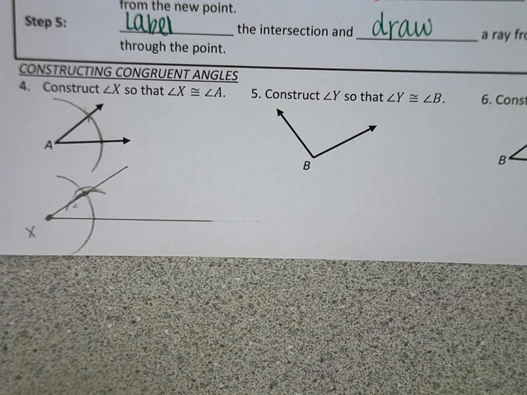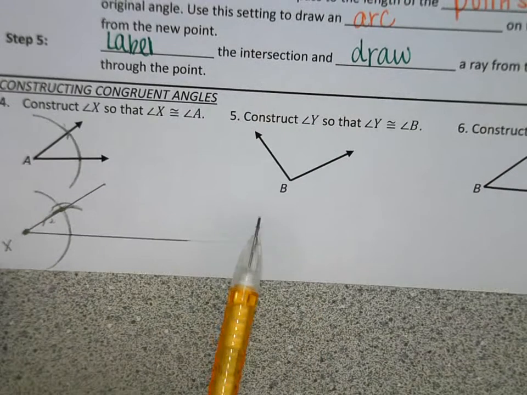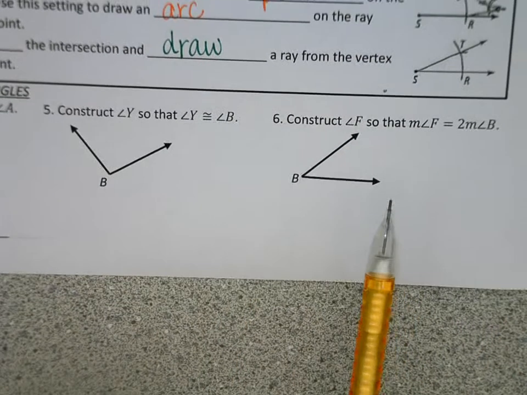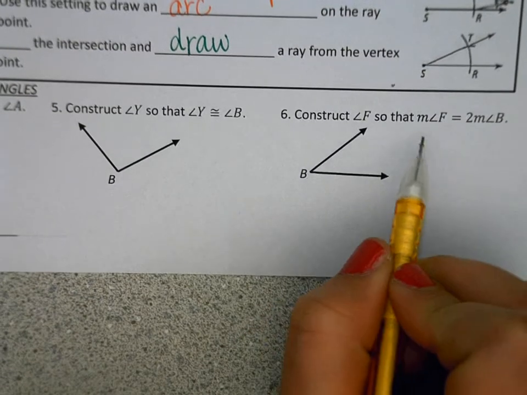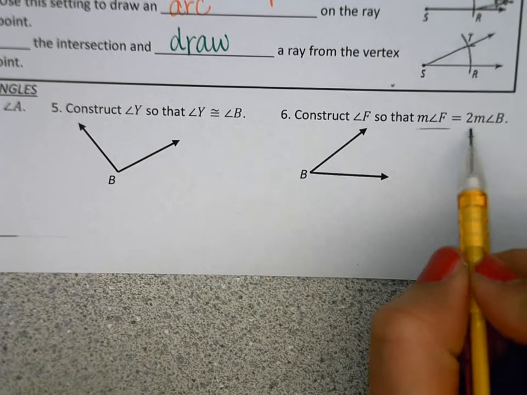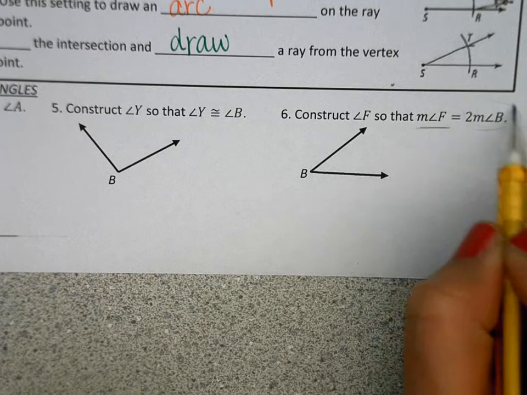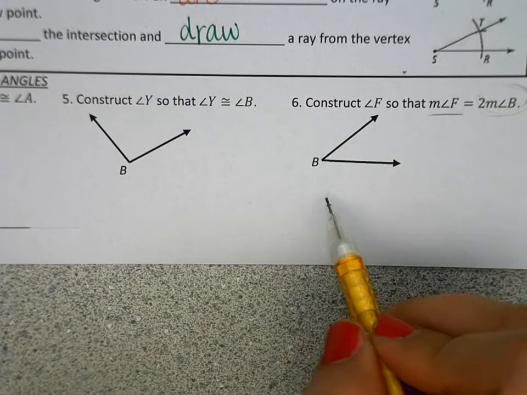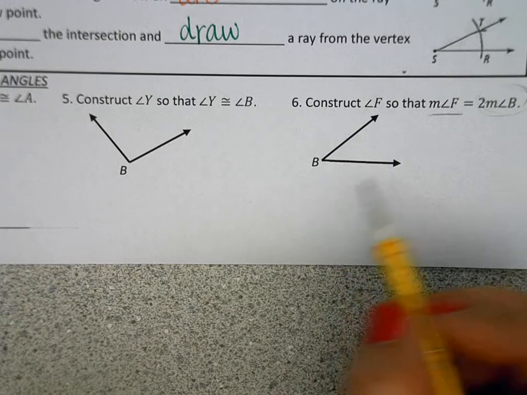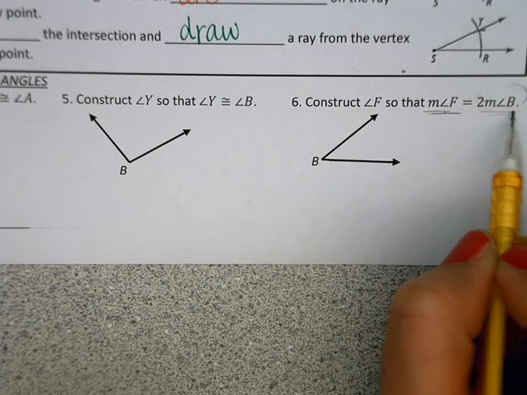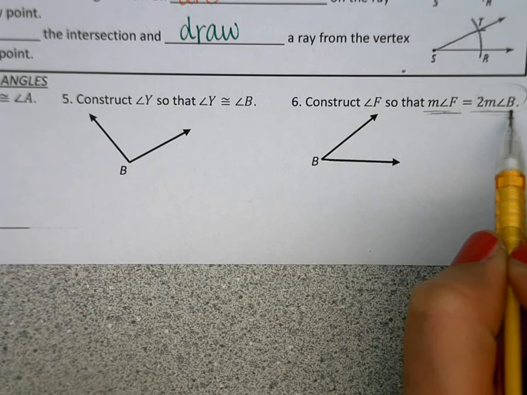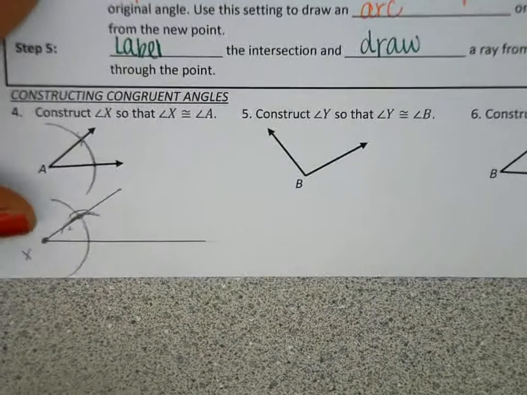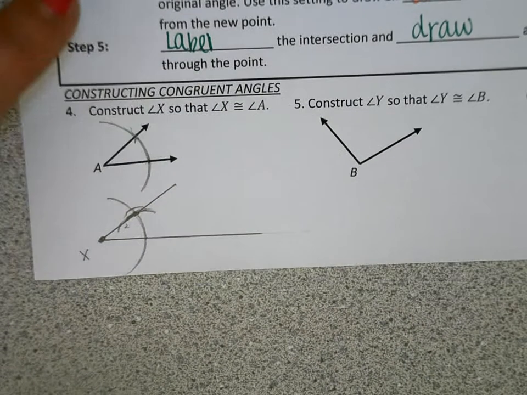So what I want you guys to do is do number 5. If you want to try number 6, we are going to do it together. If I want to construct an angle so that it is equal to 2 times the measure of the given one, how many times do I have to construct the given angle? If I want the measure of my new one to be 2 times that one, twice. So you're going to construct the same angle on top of itself. Okay? Try it. We'll do it together, but I for sure want you to be able to do number 5 by yourself.